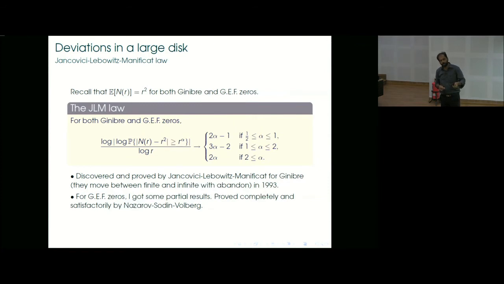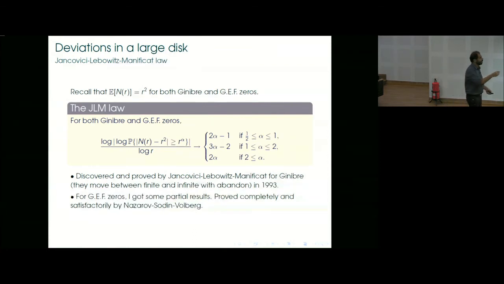The proof of this is hard. In the case of Ginibre, it's a matter of doing some amount of calculations. In the case of Gaussian entire function zeros, it's a lot of work. But the idea is that there are two kinds of change here, transition points 1 and 2.